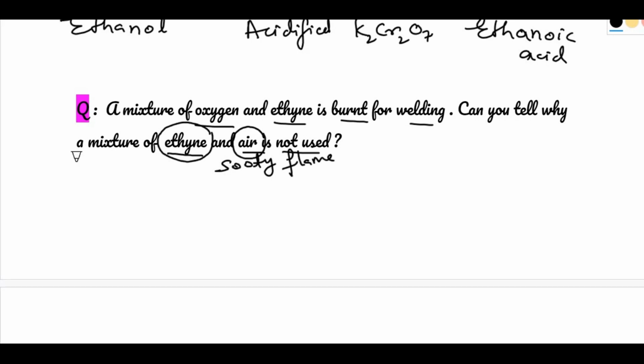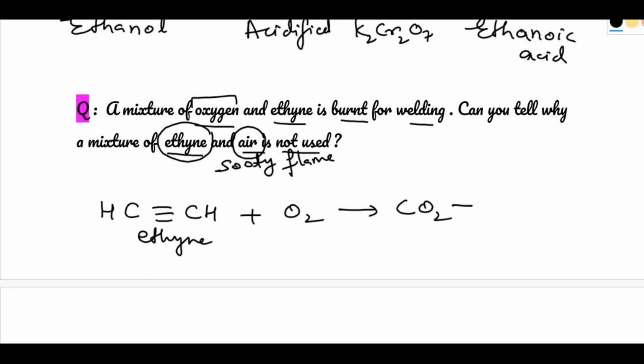And if soot, meaning carbon deposits, comes, then welding is not possible. For welding, high temperature is wanted. And high temperature is attained when the flame burns with a blue flame, because the blue part of the flame has high temperature. So that is why it should be supplied with oxygen. What does ethine look like? Ethine is this. Ethine plus oxygen gives carbon dioxide, water, and heat energy. And this heat energy will do the welding work.